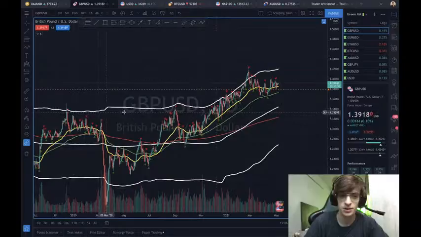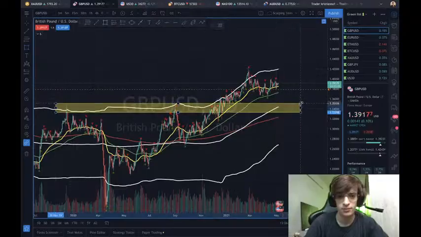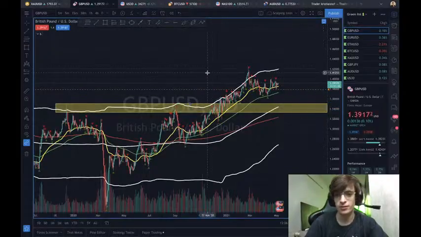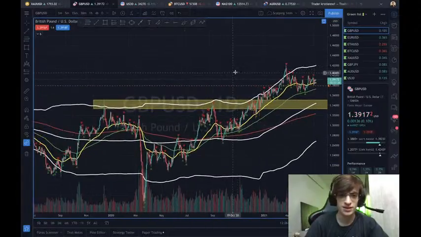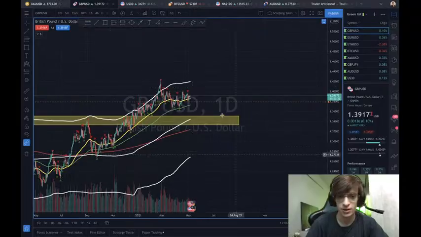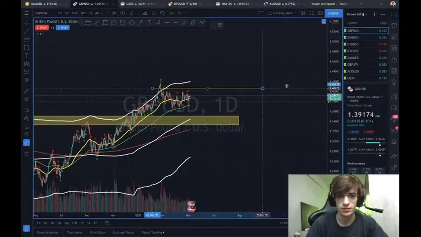Here the resistance area was also respected. Because the wick is ending here, this area will probably now be used as a support zone. Here's also an area, but this is not important right now. Obviously, here is also an area.